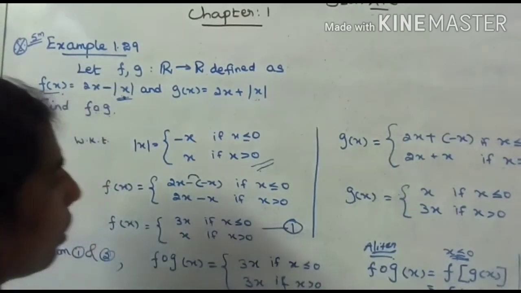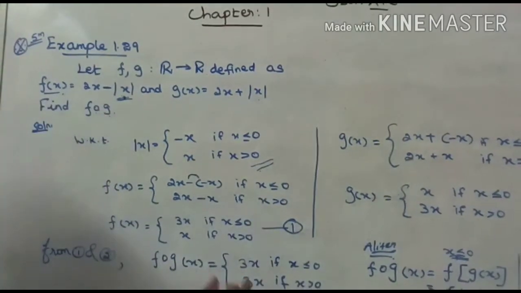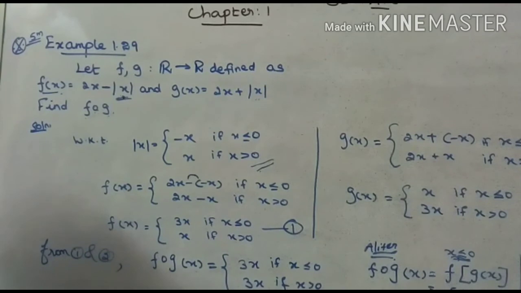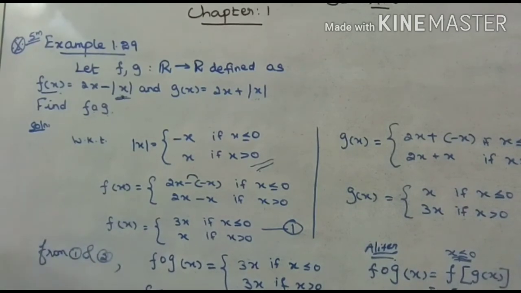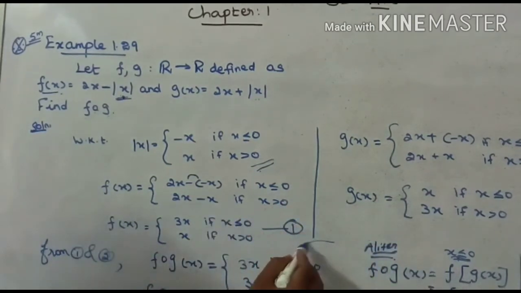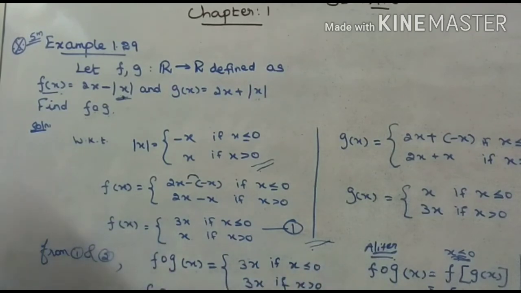This is another method. Anyway, we will get the answer as 3x. So g composite f of x is equal to 3x for all x. This is the answer. Any one of the methods you can write. First and second methods, after you write them, you select the short or brief method.